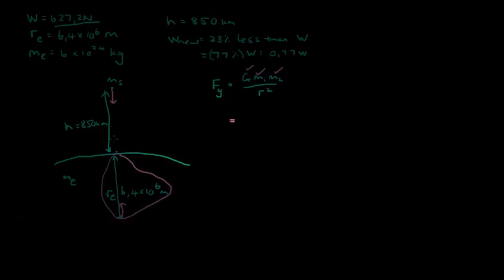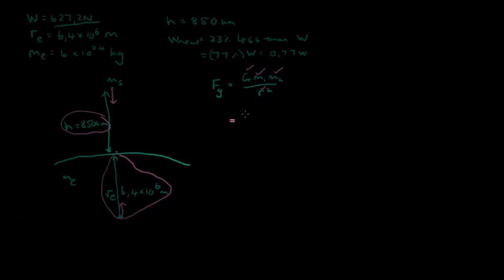Okay, and we know the distance from the surface of the Earth to the height of the satellite, 850 kilometers. So we can add them and get the total distance from the center of the Earth to the center of the satellite. So we have the distance, and we can square that. So we have everything to work out the force of gravity, or the weight of the satellite, 850 kilometers above the surface of the Earth.